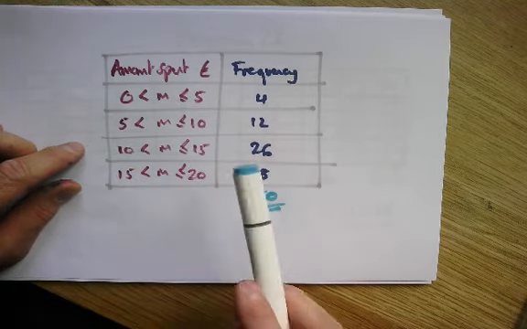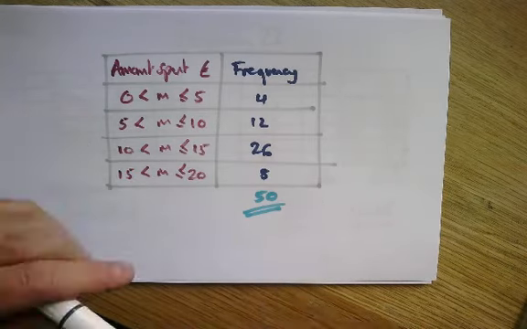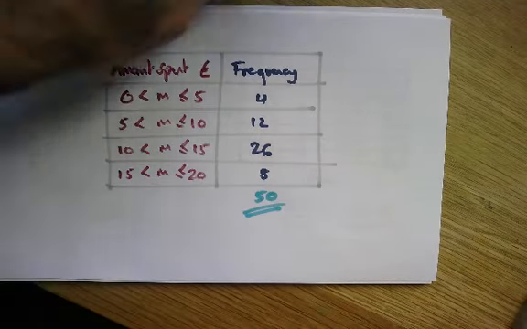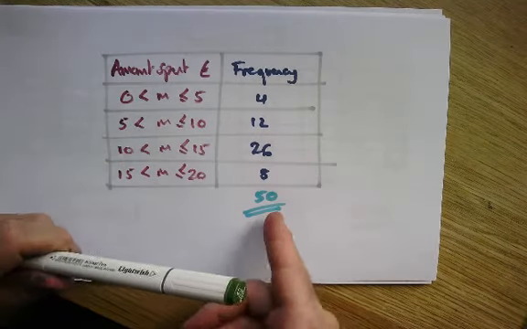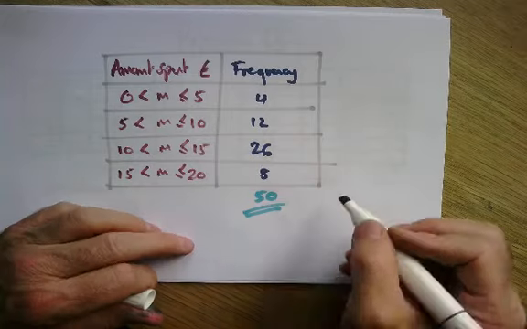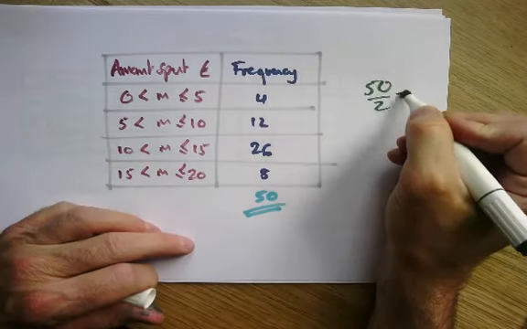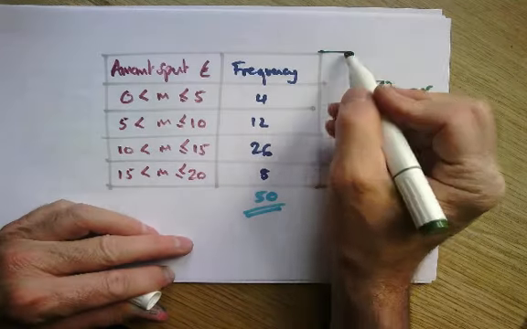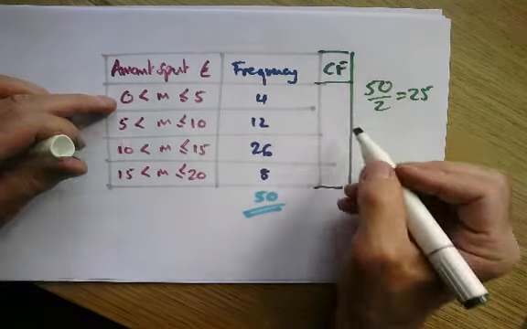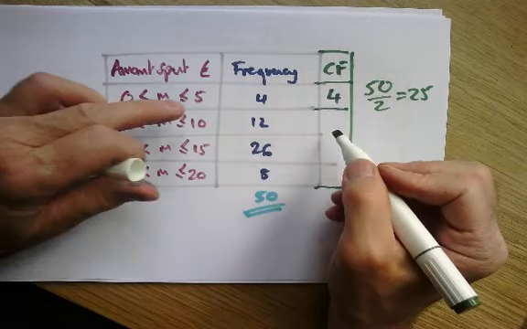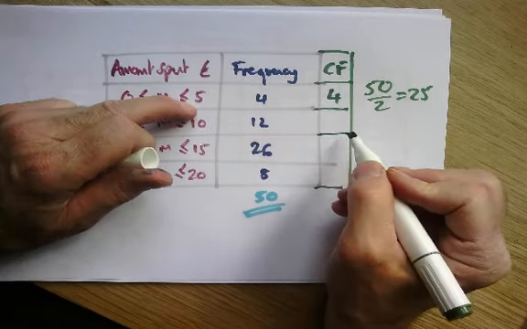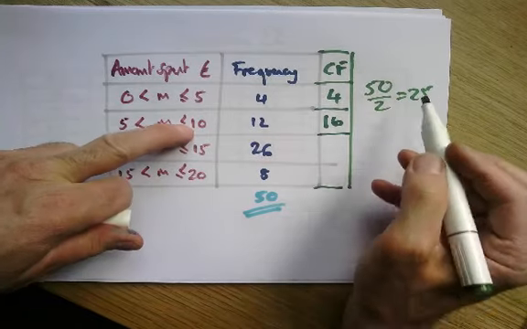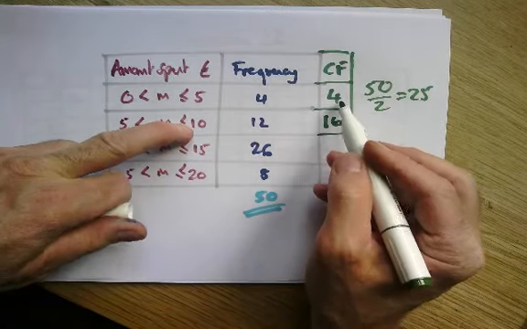Now, previously, when we had 23, we added 1 and then divided by 2 to find the median. When the data gets large like this, then you don't have to add 1 anymore. You literally say, well, what's 50 divided by 2? 25. I'm looking for the 25th person. So again, I'll do a cumulative frequency, and it will tell me that there are 4 people who spent less than £5. Now if I add that to the 12, that's 16 people spent less than £10. Don't forget, I'm looking for the 25th.